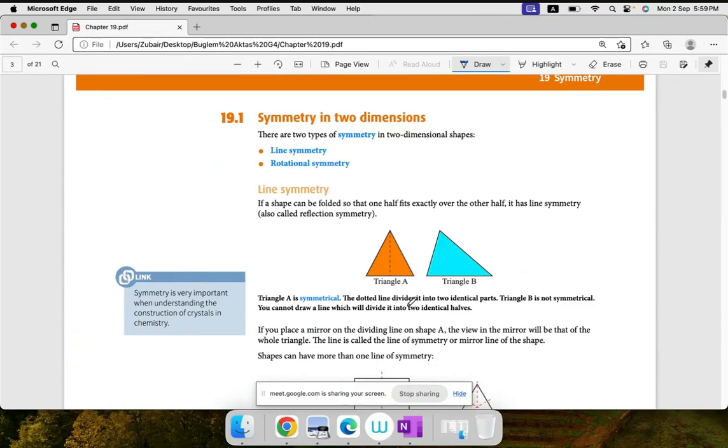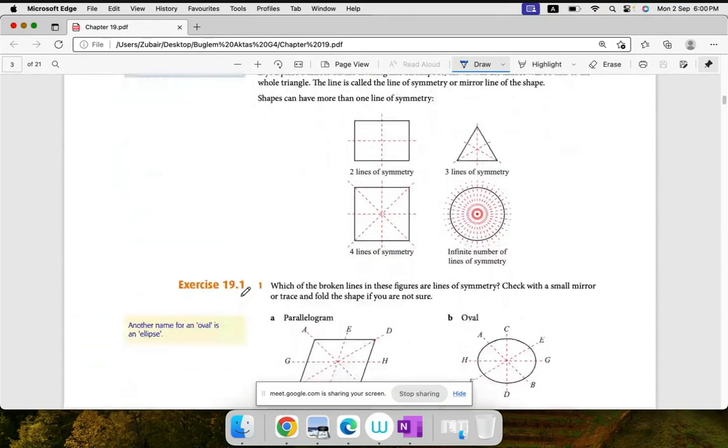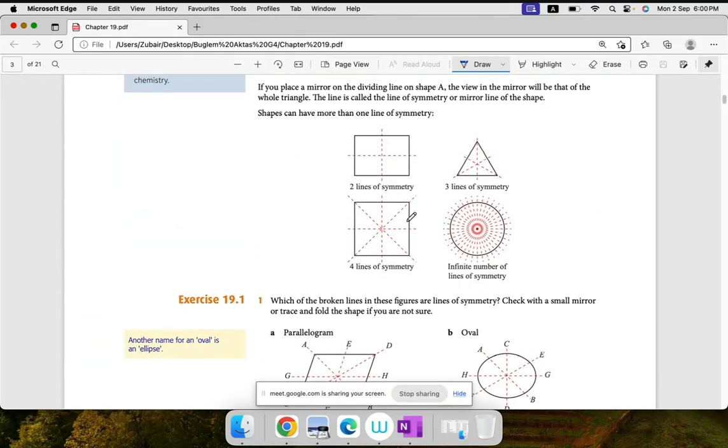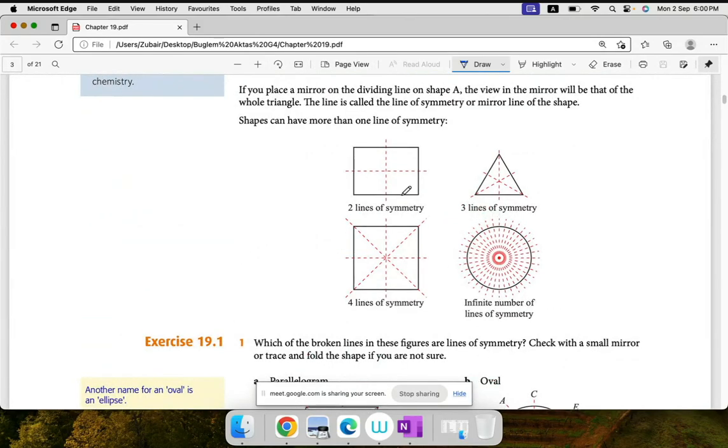Symmetry in 2 dimensions. We've just discussed these triangles: if it is isosceles, we have one line of symmetry; if it is scalene, we have zero lines of symmetry. Now, these are a few examples already done. Two lines of symmetry for the rectangle, four lines of symmetry for the square, three lines of symmetry for the equilateral triangle, and infinite lines of symmetry for the circle.